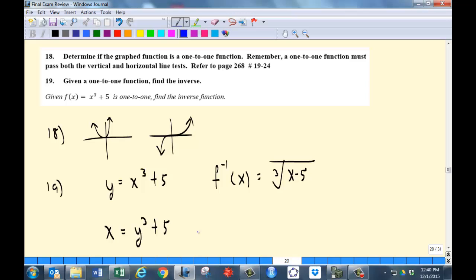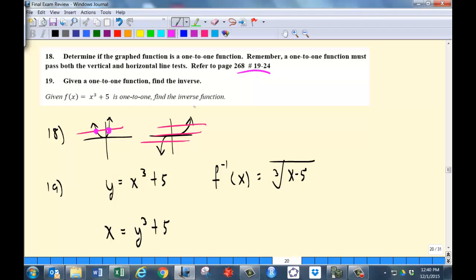Okay, number 18, we want to be able to know when a function is 1 to 1, and it's 1 to 1 when it passes the horizontal line test. So this is 1 to 1. This is not 1 to 1 because it intersects here and here. So be sure you know vertical and horizontal line test. You can refer to these questions here, page 268.